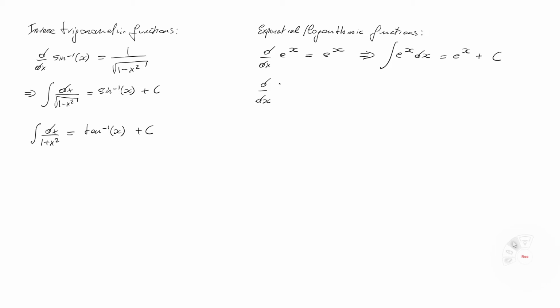Likewise, we know that d dx of ln x is 1 over x, and that tells us that the integral of dx over x, which is the integral of 1 over x dx, is the ln, the logarithm of the absolute value of x. So here it's just a little bit different because you have to take into account that the logarithm isn't defined for negative values. So here you have to take the absolute value.